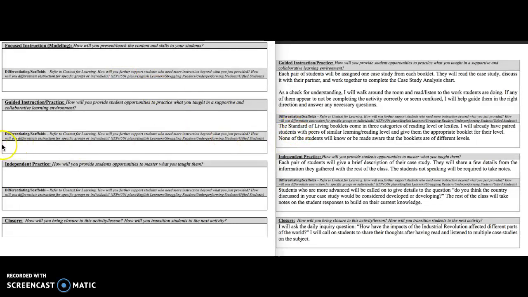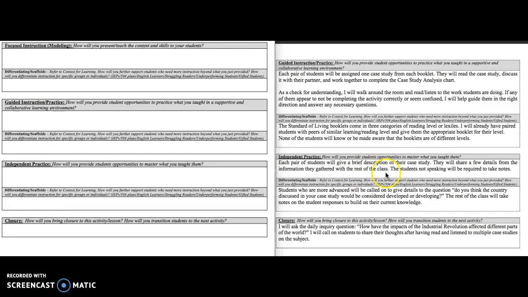Again, here we can see that the standard of living booklets come in 3 categories of reading level, or Lexile. She would already have paired students with peers of similar reading levels to ensure that they're supported in that sense. And then independent practice. So how will students have opportunity to master what you taught them?